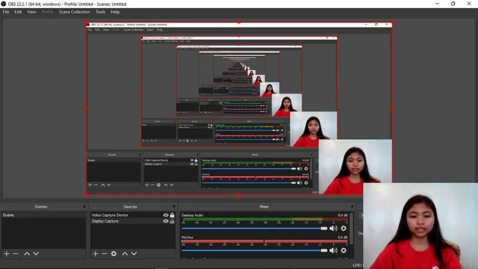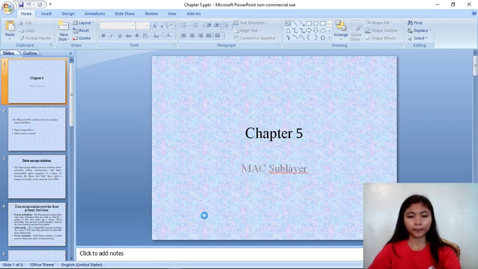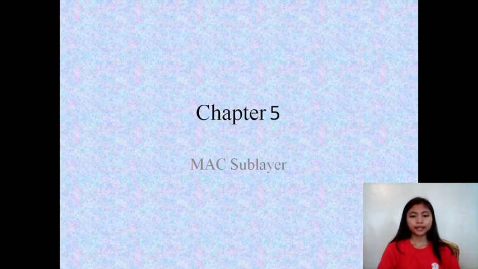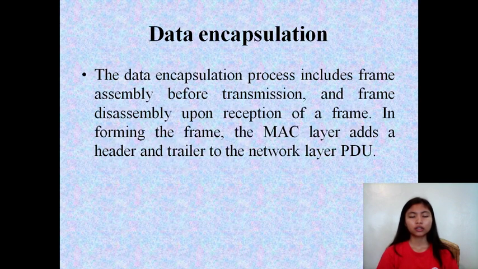So now we will discuss the summary for Chapter 5, MAC Sublayer. The Ethernet MAC sublayer has two primary responsibilities. First is data encapsulation and next is media access control. The data encapsulation process includes frame assembly before transmission and frame disassembly upon reception of a frame.